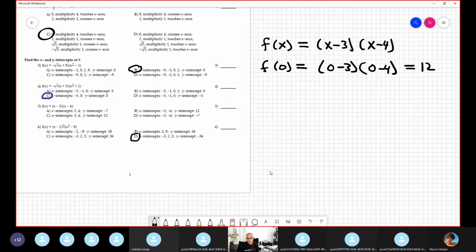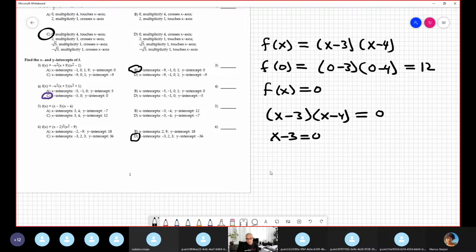And the other is super easy. If you evaluate the polynomial at 0, you enforce it to be 0, we have to factor: linear, one solution, and another linear, one solution. Okay, entonces the Y-intercept is the point (0,12) and the x-intercepts are (3,0) and (4,0).